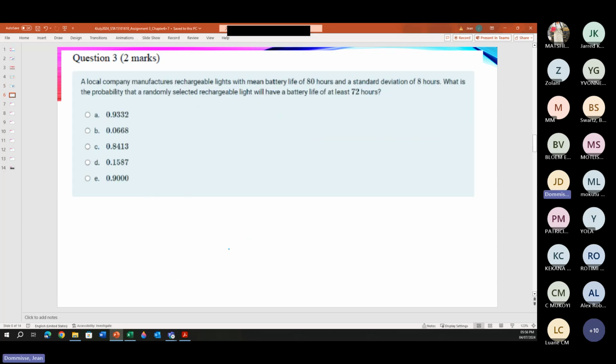Okay, so let's look at question 3. A local company manufactures rechargeable lights with a mean battery life of 80 hours, standard deviation of 8. What is the probability that the randomly selected recharge will have a life of at least?